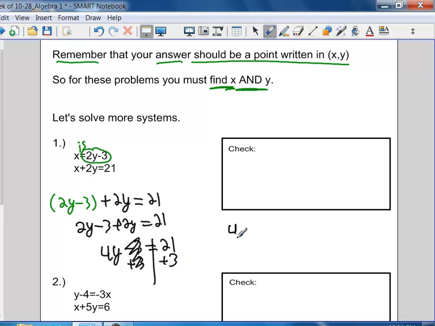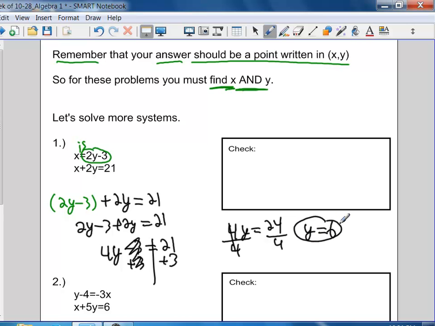We get 4y is equal to 21 plus 3. Then we divide by 4 on both sides, left and right. 24 divided by 4, that is 6.